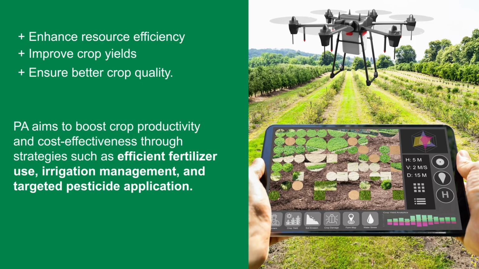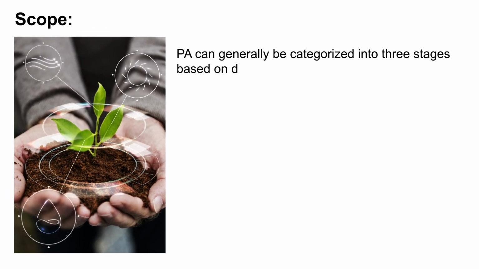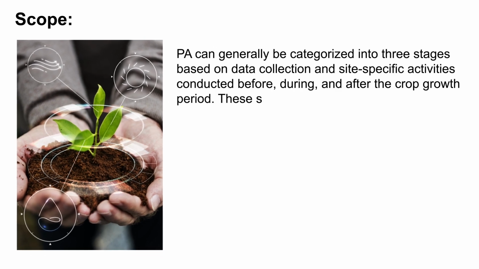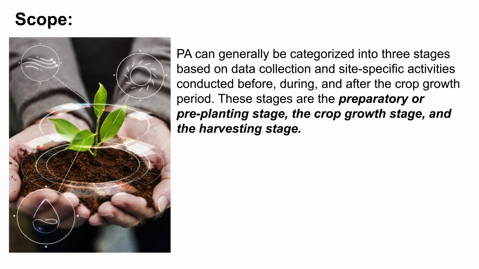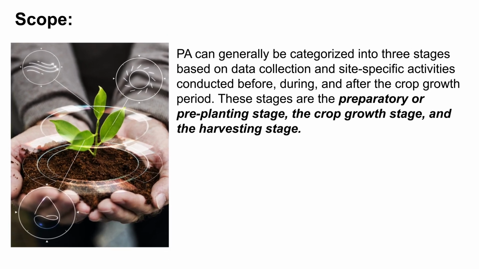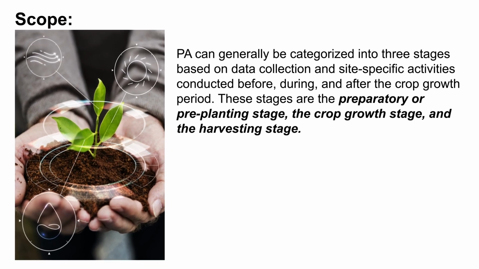than 5 meters. Scope. PA can generally be categorized into 3 stages based on data collection and site-specific activities conducted before, during, and after the crop growth period. These stages are the preparatory or pre-planting stage, the crop growth stage, and the harvesting stage.